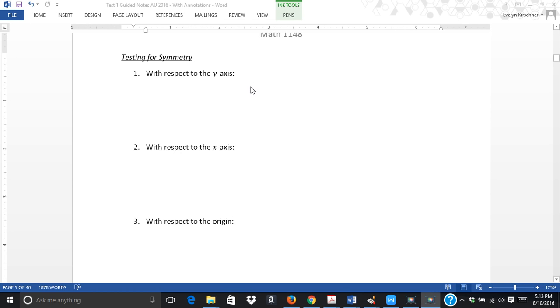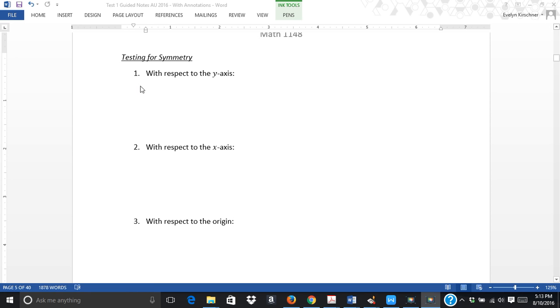So now what we want to do is test for symmetry. We know what it looks like. We have an equation, and we want to see what it is. So if I want to test with respect to the y-axis, remember what we said: if x, y was on it, so was negative x, y.